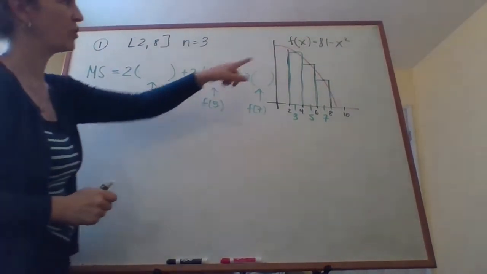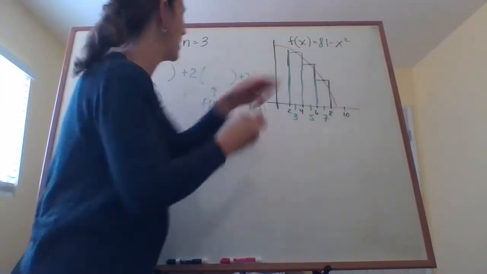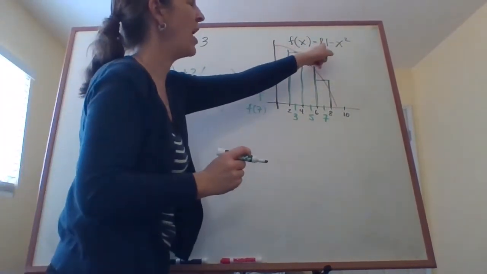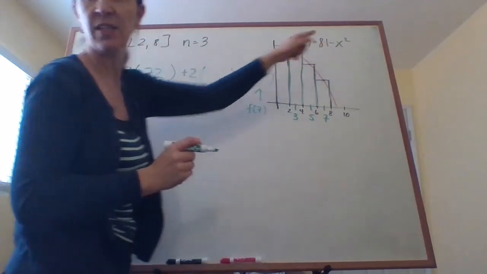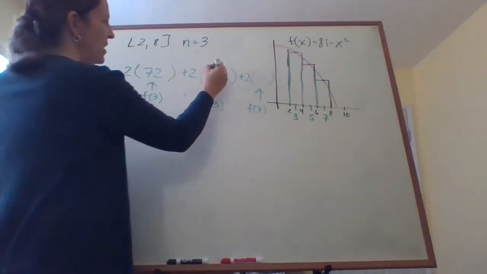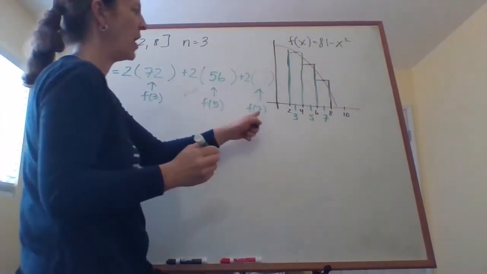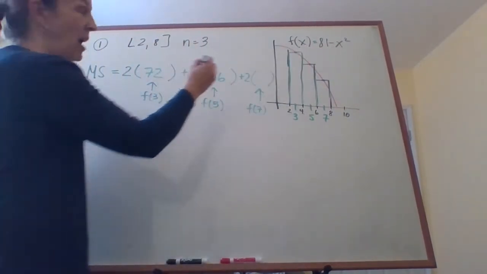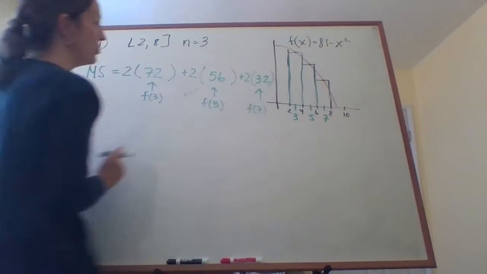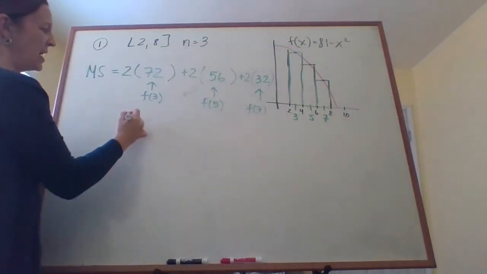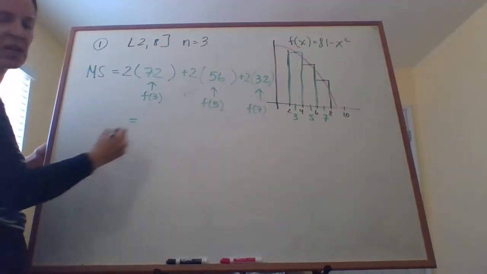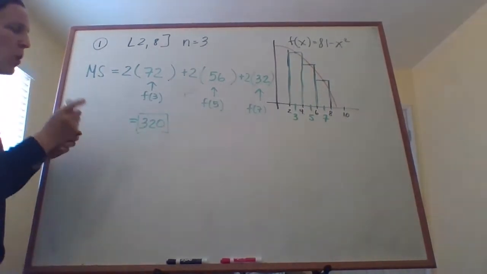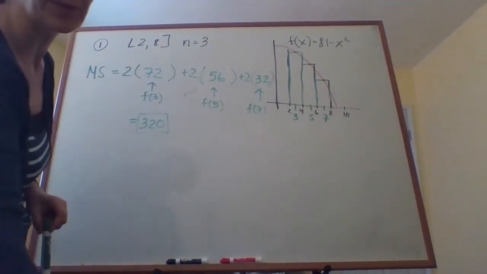And so if I plug 3 in here, I get 81 minus 9. That was a height of 72. If I plug in 5, I get 81 minus 25. That was a height of 56. And if I plug in 7, I get 81 minus 49. That was a height of 32. So I multiply and add these up, and my approximation for the area under the curve was 320. That's problem 1.